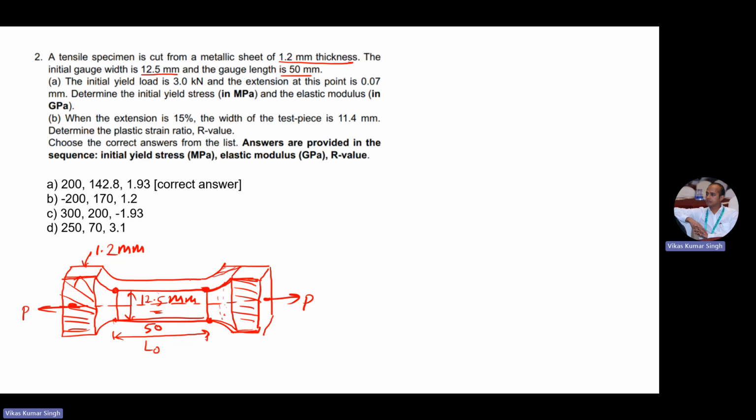Okay. Now coming to question A, the yield load. The yield load is 3 kilonewtons, that is P. The extension is 0.07 mm. So determine the initial yield stress. Here I am just writing yield stress equal to P at the yield point divided by the initial area. This is given as 3 kilonewtons, so we can write 3000, and the initial area is given.